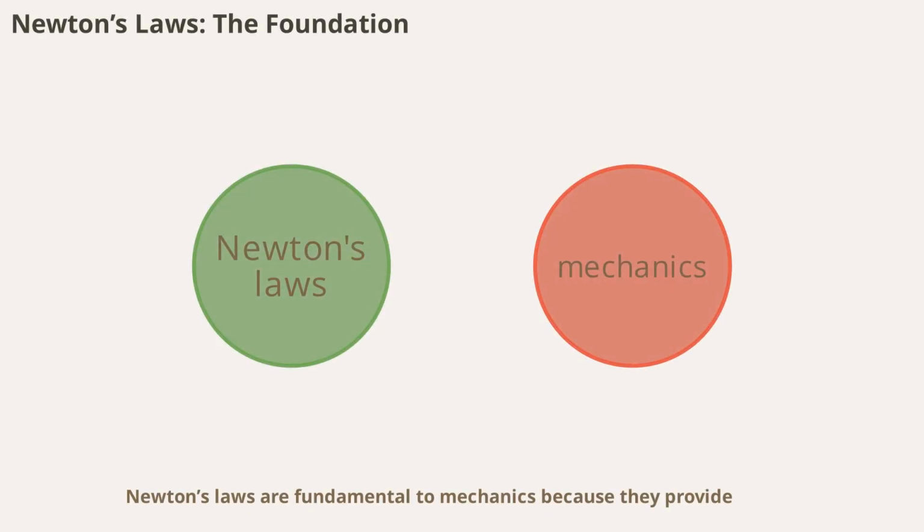Newton's laws are fundamental to mechanics because they provide the basic rules for how objects move and interact. They form the backbone of classical physics, enabling us to predict and explain a vast range of phenomena, from falling apples to orbiting planets. Without these laws, our understanding of the physical world would be incomplete.